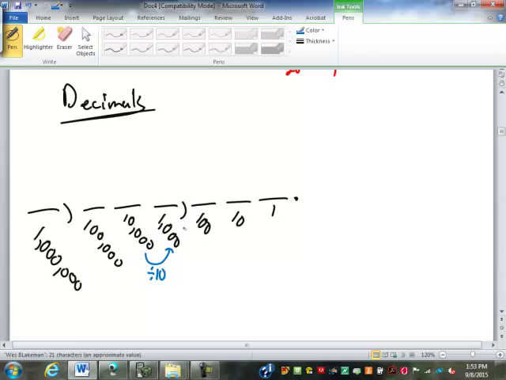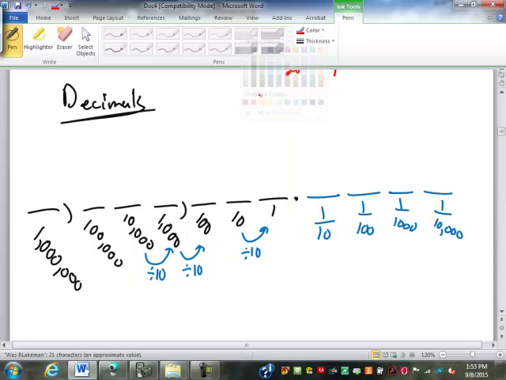10,000 divided by 10 is 1,000. 1,000 divided by 10 is 100. 10 divided by 10 is 1. So if we were to keep going on the other side of the decimal point, 1 divided by 10 would be 1/10. Divided by 10 again would be 1/100th. 1/100th divided by 10 is 1/1000th, and 1/10,000th, and so on.